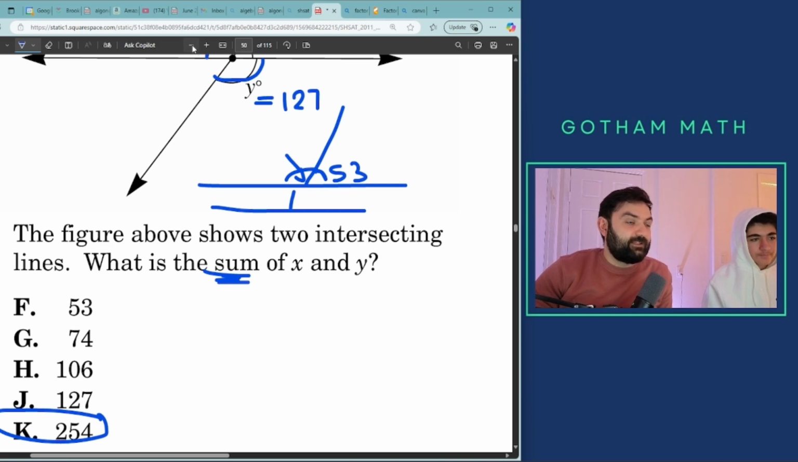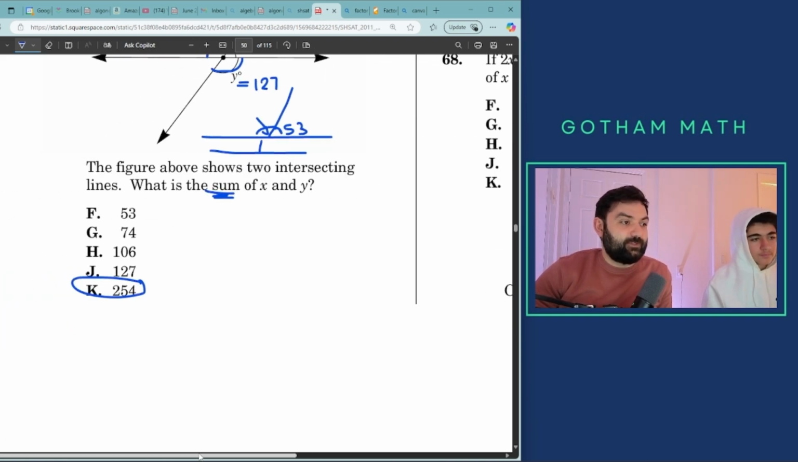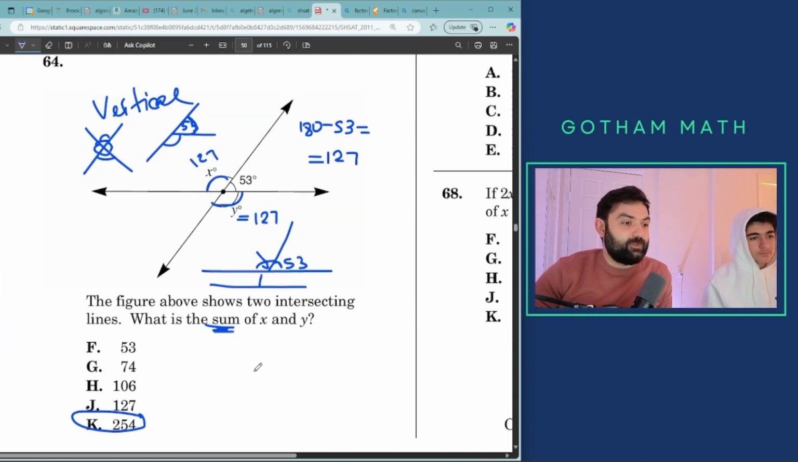No. That's the thing about doing the SHSAT fast. You don't have to count. No, 254. That's it. I know that it's going to be bigger than this, so there's only one answer. All right. 65 is surprisingly the question that you got right, which is kind of hard.